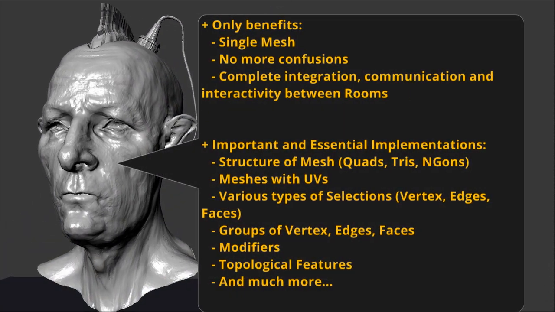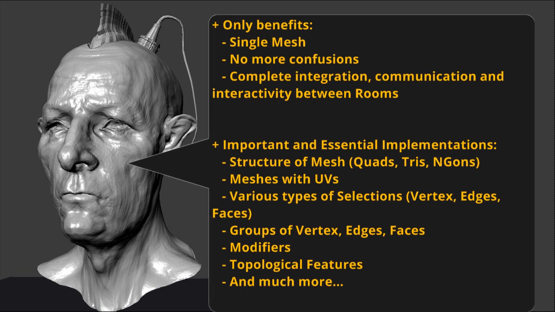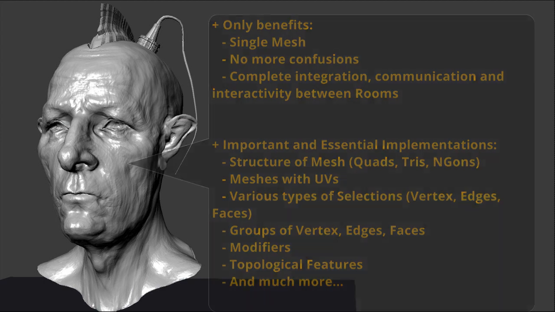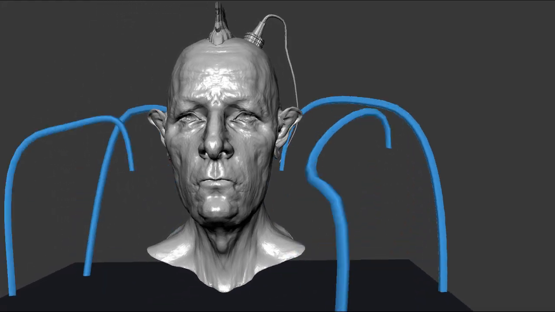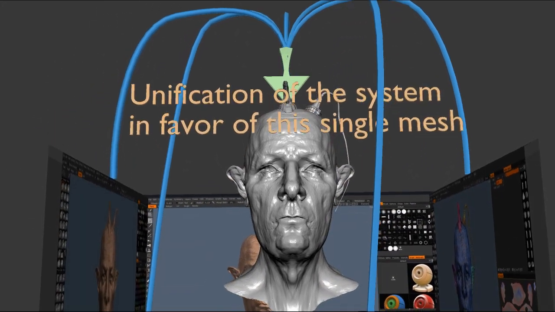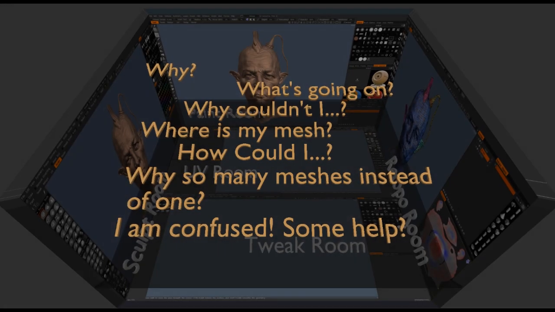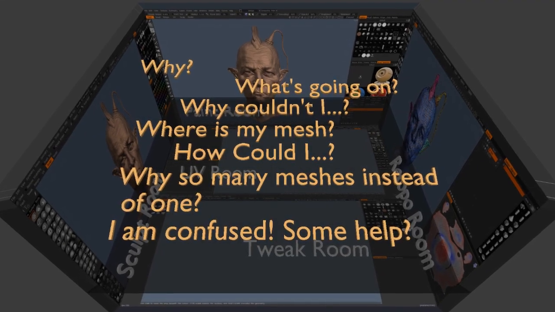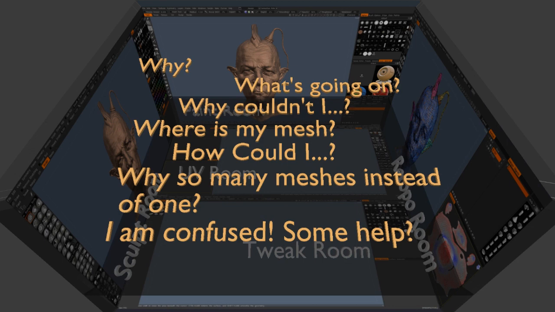A single mesh would provide its own benefits to 3D Coat, as well as important and essential implementation for the program. The first good thing would be the unification of the whole system in favor of this single mesh. This means that our artists would no longer have confusion in relation to rooms, and that all rooms would be available with all of their features and tools aimed at this mesh in real time.